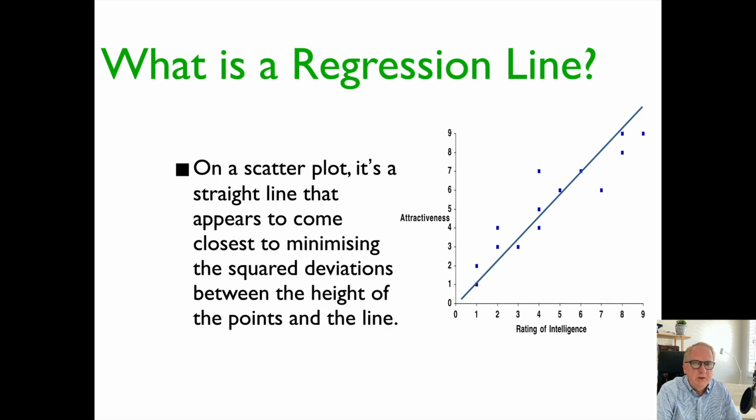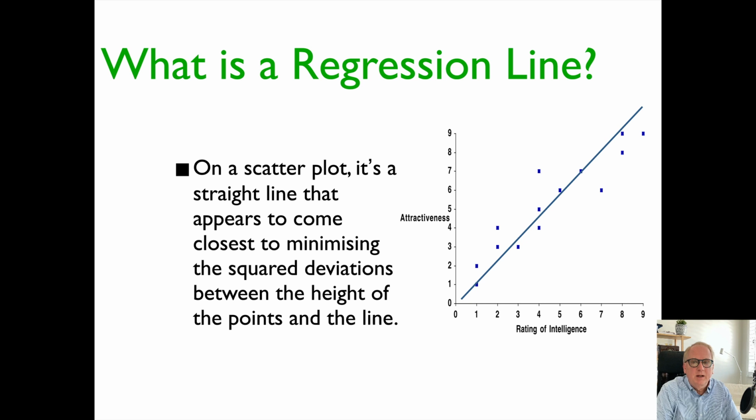So what is a regression line? Basically, it's a straight line that appears to come close to minimizing what's called the squared deviations between the height of the points and the line. So you can see how all of those dots are sort of scattered along that line, but they're not exactly on the line, are they? There's some of them that are further away and others that are close by.